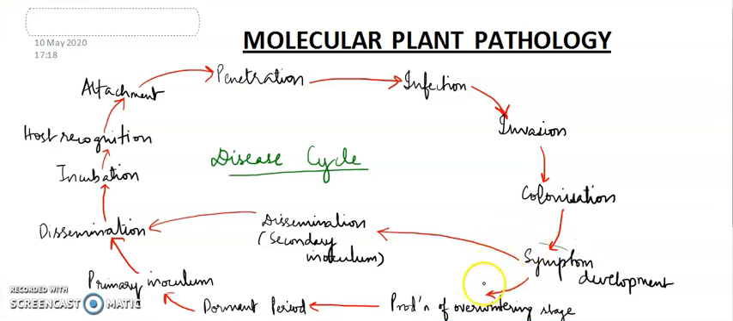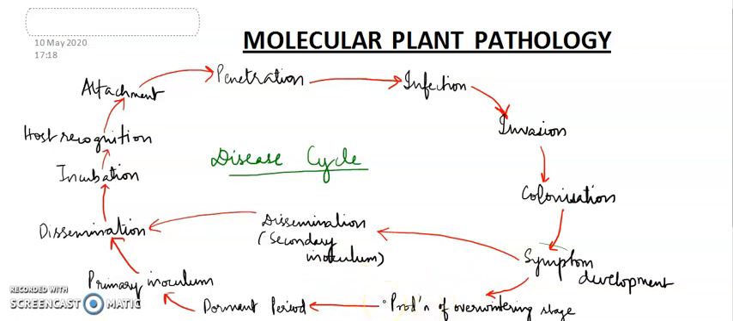Now once the symptoms develop, there can be two ways that the flow of the disease cycle can occur. From the symptom development stage, it can happen that the organism produces the overwintering stage of that particular pathogen. That means the organism decides to undergo the unfavorable conditions. So it has to form a structure that is going to help in perennation, in overwintering. So production of the overwintering stage is one of the processes that can happen.